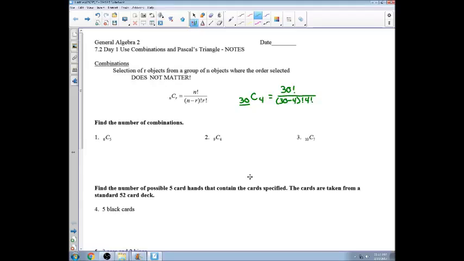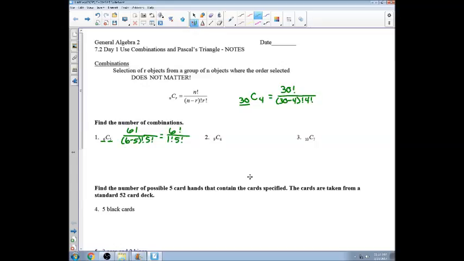Okay? So now we need to find the number of combinations, 6 combination 5. So it'd be 6 factorial over 6 minus 5 factorial times 5 factorial, because 6 is my n, 5 is my r, right? Here, I need to simplify, so I have 6 factorial over 6 minus 5, which is 1 factorial, and then I have 5 factorial.